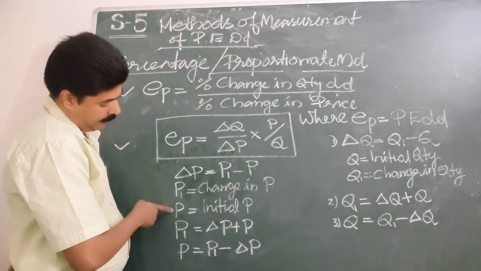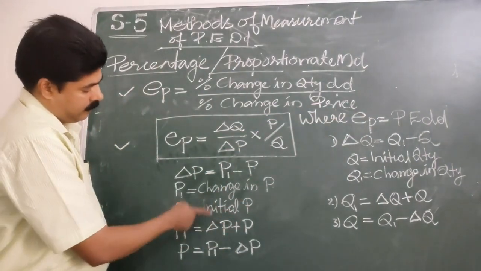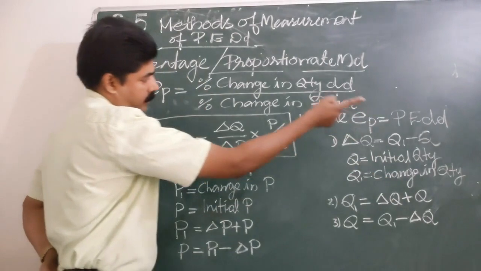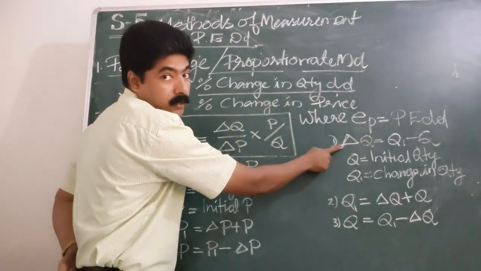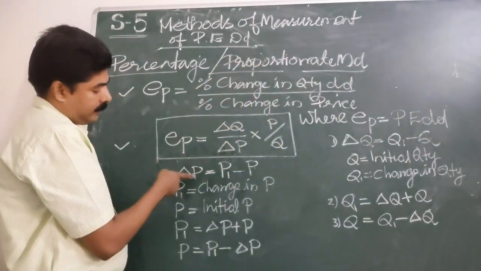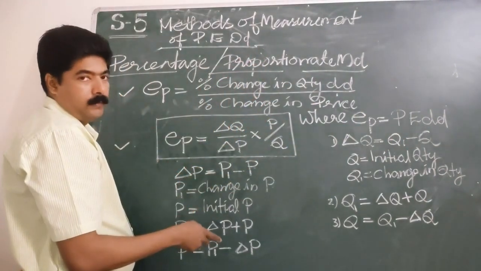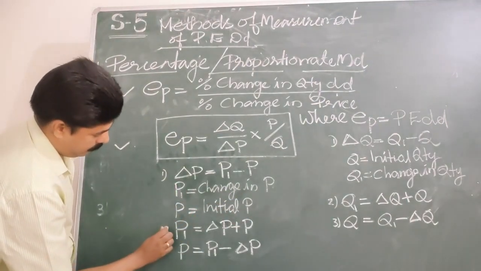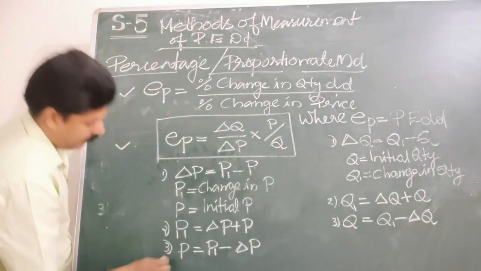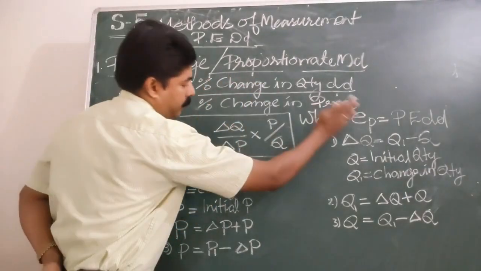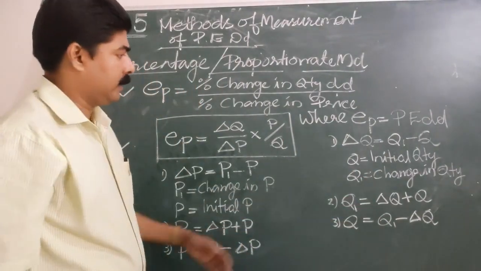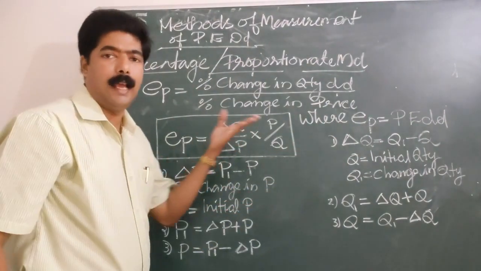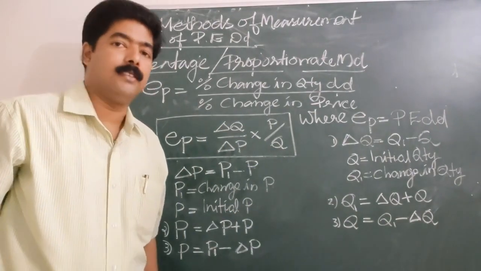What is P? P is initial price. P1 is change in price. Q is initial quantity. Q1 is change in quantity. To find delta Q, Q1 minus Q. To find delta P, P1 minus P. According to the question, after finding these values, we put them in the formula. We can easily apply the formula and find out the price elasticity of demand.